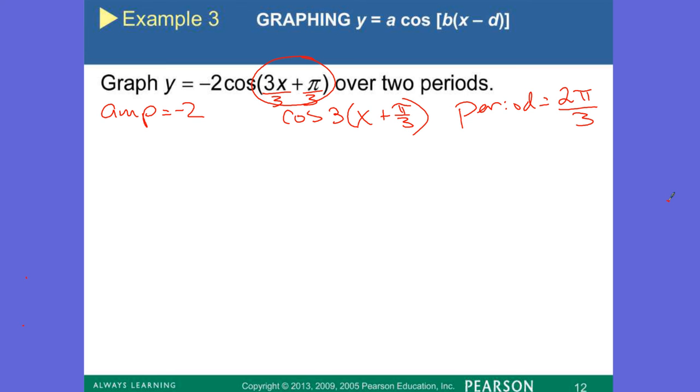Now, after I do that, what is the next step? My parts. I just added this right here. This right here is my phase shift.